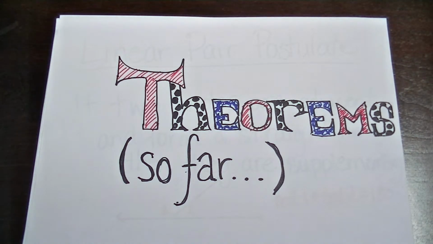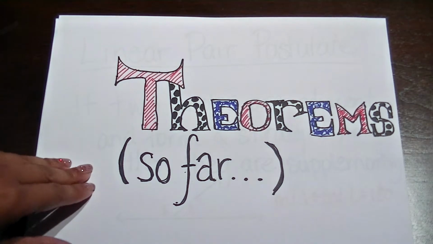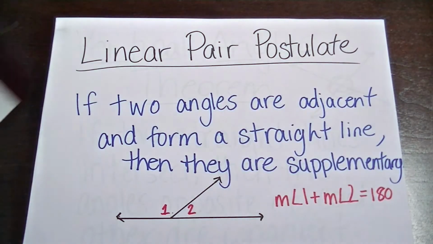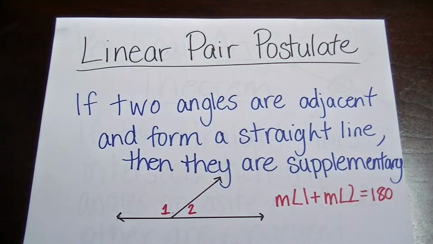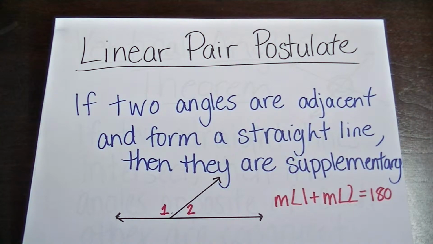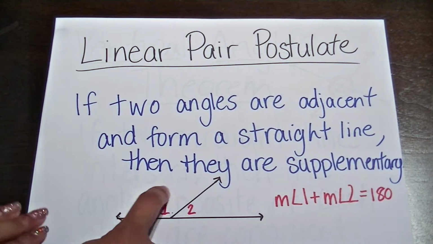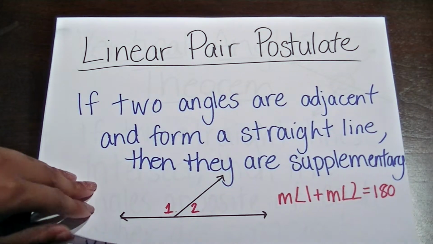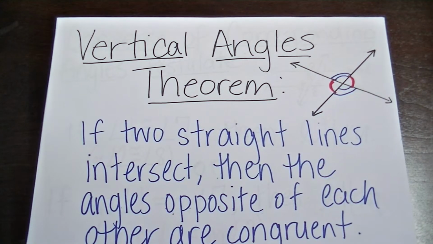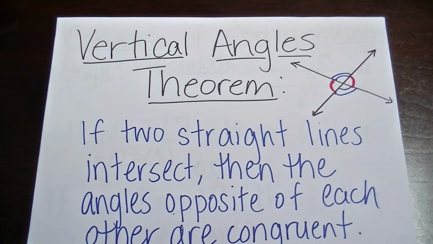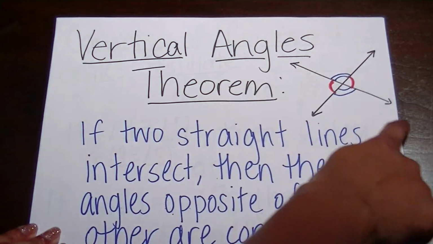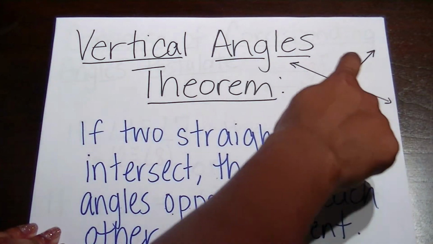Today's video is all about writing proofs. First, let's review a few postulates and theorems from class. The linear pair postulate: if two angles are adjacent and form a straight line, then they are supplementary. The vertical angles theorem: if two straight lines intersect, then the angles opposite of each other are congruent.